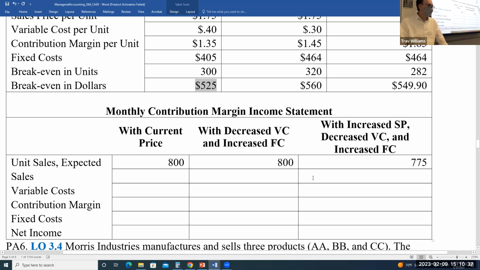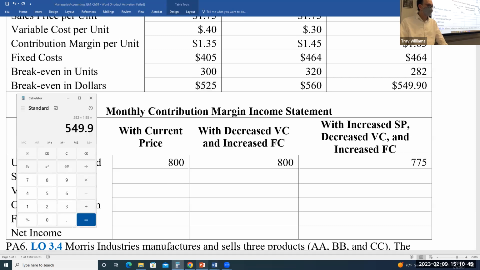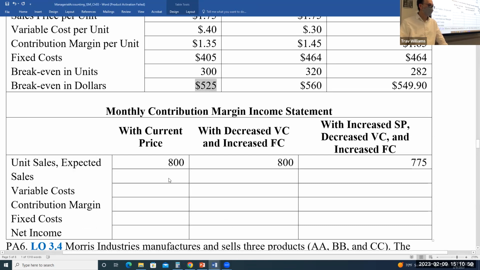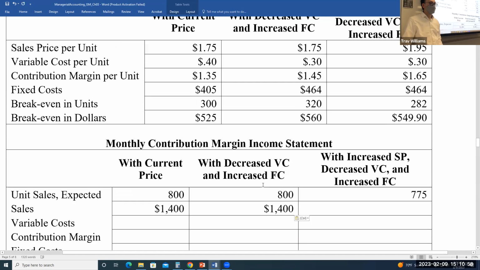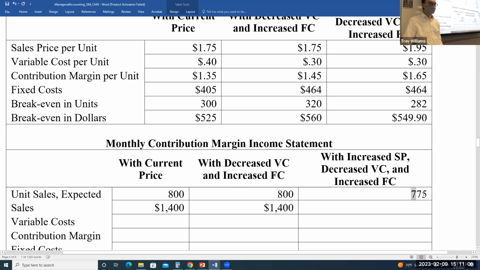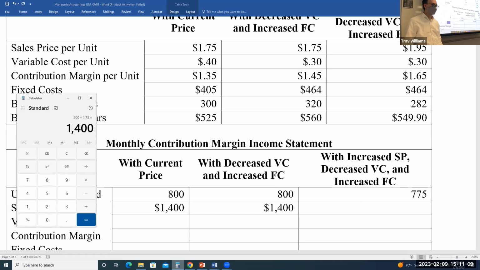Okay, now we need to figure out what would our income statements look like in each of these 3 scenarios. So if we have 800 units at $1.75 each, that's $1,400 in sales revenue, right? In this third scenario, remember our price went up to $1.95 and our number of units we expect to sell went down to 775. 1,511.25.